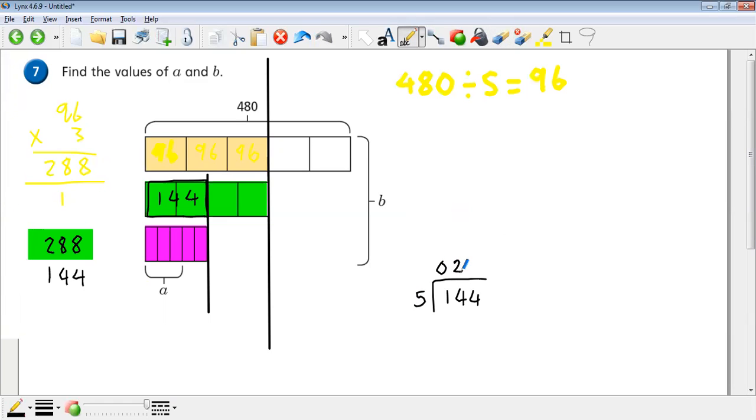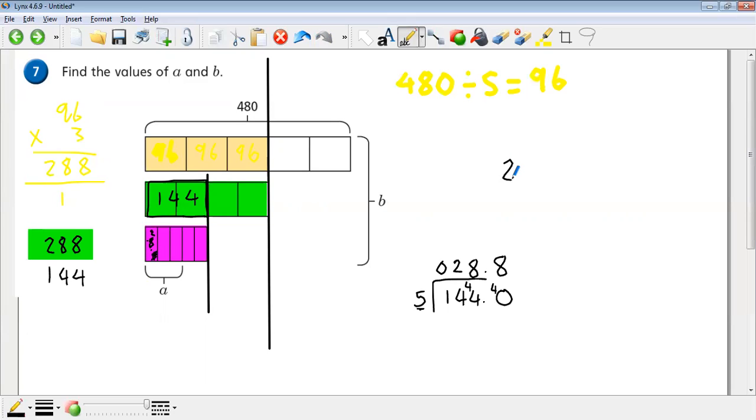5s into 14 go twice. Remainder 4, 8 5s are 40, remainder 4. So you can either put the 4 as the numerator, and then our divisor, the number we're dividing by, becomes the bottom, like so. Or what you can do is put the decimal place in, our 0 comes in here, and our remainder, which was 4, goes on there. So 5s into 40 go 8. So each of those parts are worth 28.8 or 28 4/5.